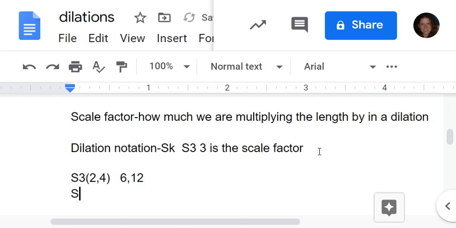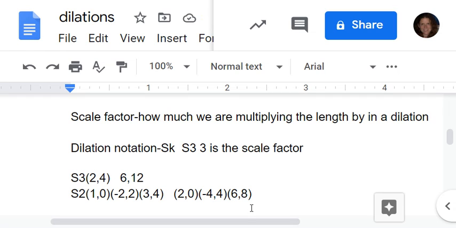So whatever it says, if it says size 2, and we've got, let's say, these points, 1, 0, negative 2, 2, 3, 4. If I do a size 2 dilation, I am going to get 2, 0, negative 4, because the negative doesn't change, because I'm just multiplying it by 2, 4. 3 times 2 gives me 6, and 2 times 4 gives me 8. So that is how I'm performing dilations to get my new points, and then I could plot these 3 points and plot these 3 points and show my dilation.